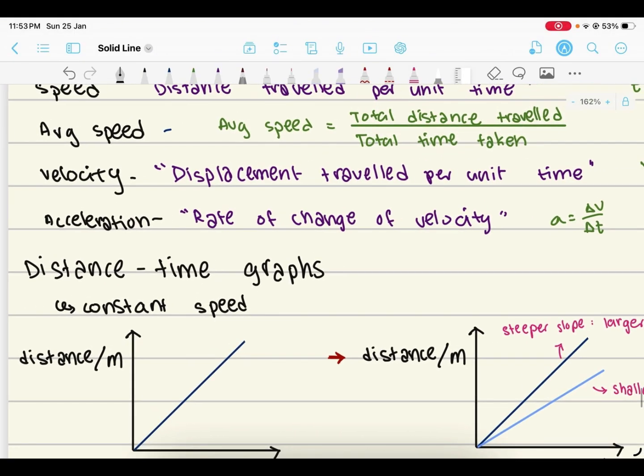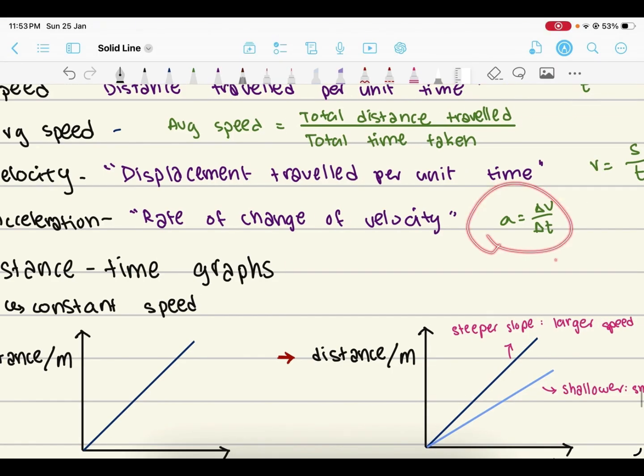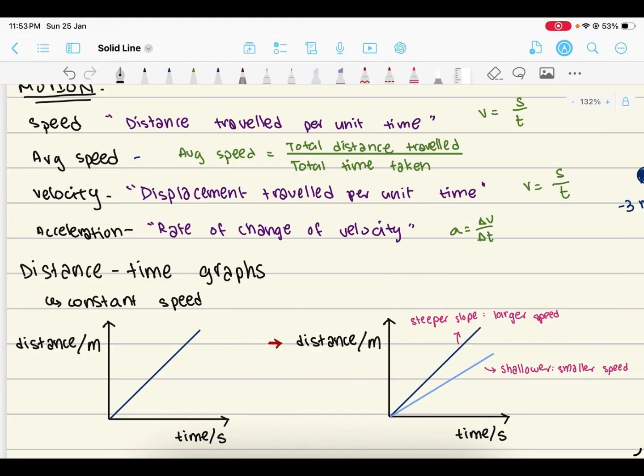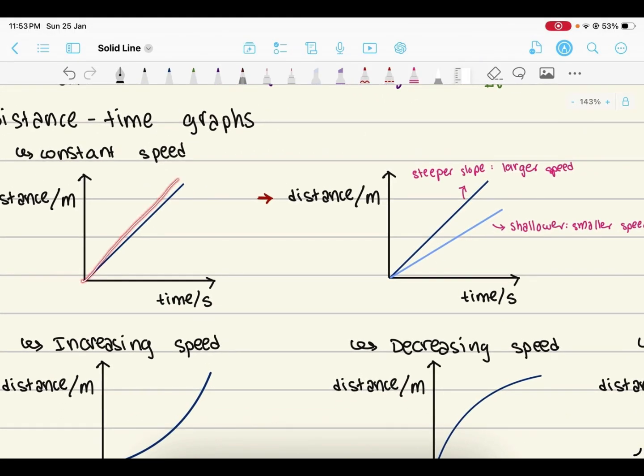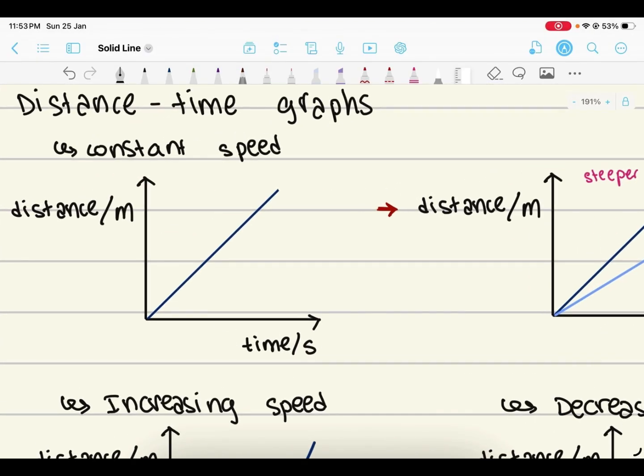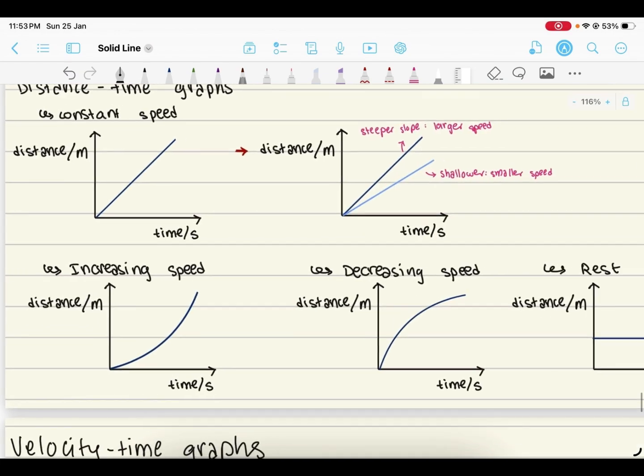Next, acceleration. Acceleration is the rate of change of velocity. This is its formula: change in velocity over change in time. Simple. Next, we have distance time graphs and velocity time graphs. In a distance time graph, when the line is straight, it represents a constant speed, meaning the object is traveling at constant speed. If it's curved like this, it is increasing speed, and if it's curved like this, then it is decreasing speed.